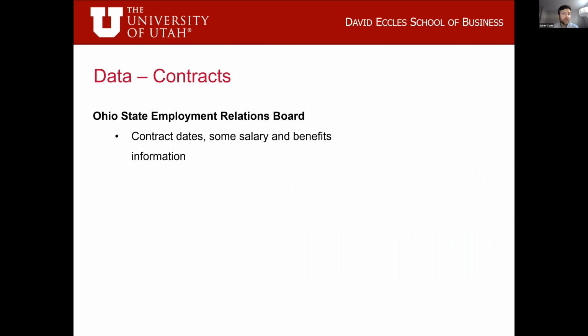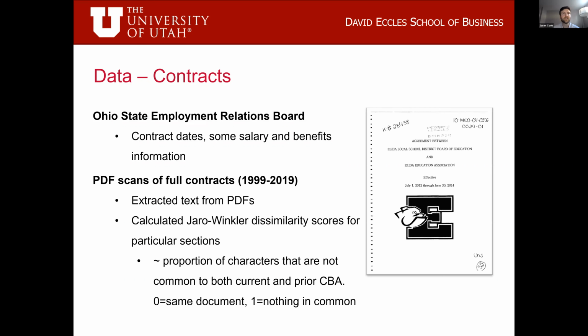Okay, so then we have contract data from the Ohio State Employment Relations Board. They gave us a data file that has contract dates and some salary and benefits information that they had an army of people go through and collect, which was nice. They also provided us PDF scans of the full contracts for 2 decades of all the different union contracts. So we extracted text from these PDFs, and then we calculated Jaro-Winkler dissimilarity scores for the whole document and also for particular sections.